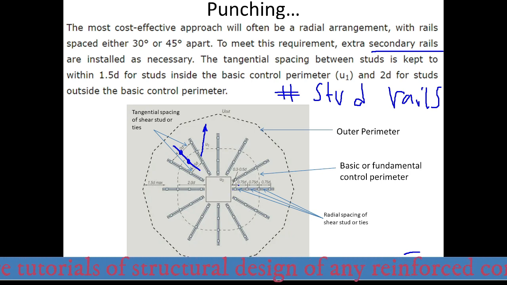As we said previously, the first rail must be located at 0.3 up to 0.5d from the face of the column. The first one is located here, the second one here, and just like this. We need to place the stud rails considering the maximum spacing provided by the Ethiopian Building Code Standard and the European Building Code Standard. The maximum spacing between two consecutive stud rails in the radial direction should not exceed 0.75 times the effective depth of the slab. Here d is the effective depth of the slab, which is calculated based on the arrangement of reinforcement in the X and Y directions.